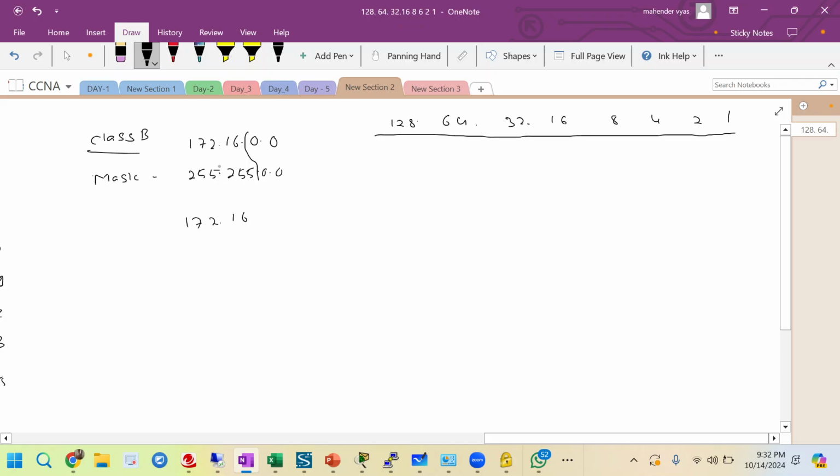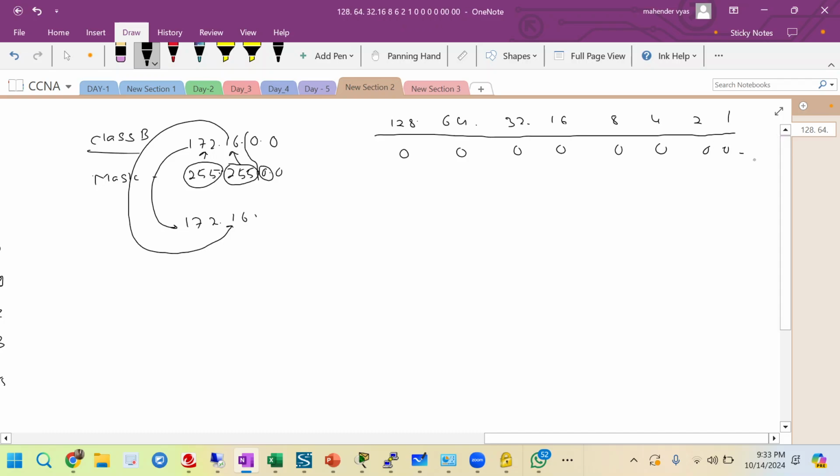172.16. I am writing this because the first octet is all ones. This will indicate the first octet, this will indicate the second octet, right? So the first octet you copy as it is, the second octet again you copy as it is. Now we need to understand from the third octet. The third octet would be all zeros because it is 0, so the number will come 0. Again the fourth octet would be all zeros because it is 0, so it would be 0 here.